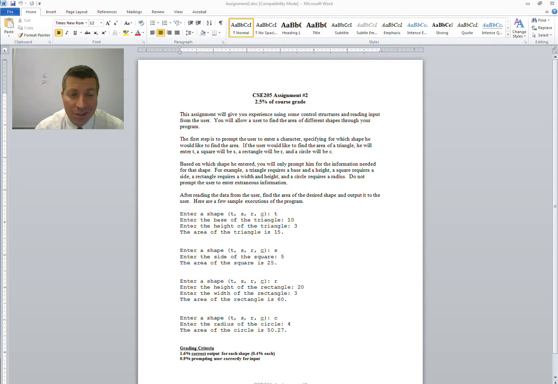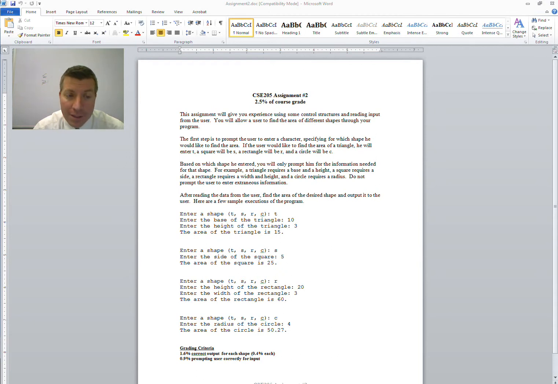If the user enters a T, that will be for a triangle. You're going to prompt the user and say enter the base and enter the height. We're going to read two values from the user and then find the area of the triangle. If the user enters an S, that would be for a square. You're going to prompt the user to say enter the side of the square. We only need one variable for a square because the length and width are the same.